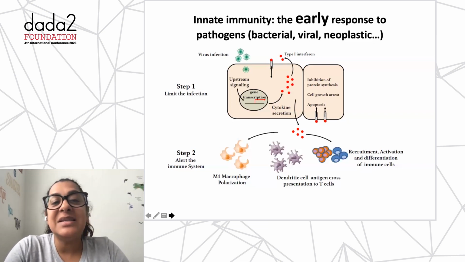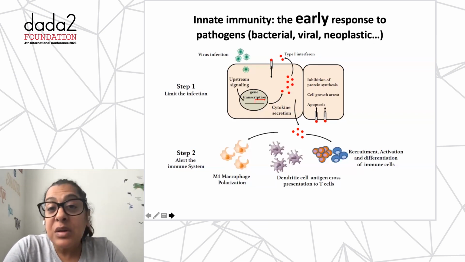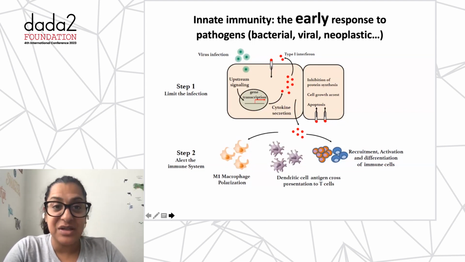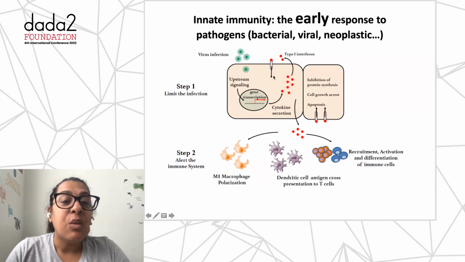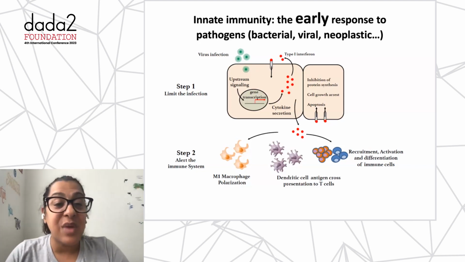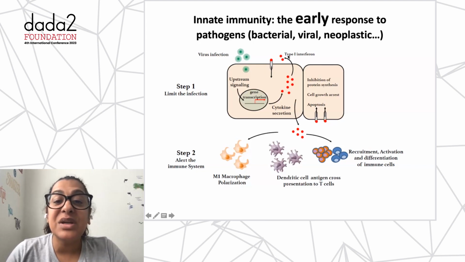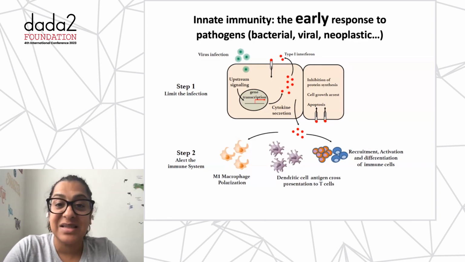So my lab studies innate immunity, and that's the early immune response to pathogens, bacterial, viral, even neoplastic pathogens or tumors. Essentially, when a susceptible cell is infected with a virus, for example, this is a signal that is recognized by the susceptible cell that initiates a coordinated signaling pathway that results in the secretion of secondary messengers called cytokines by the infected cells.